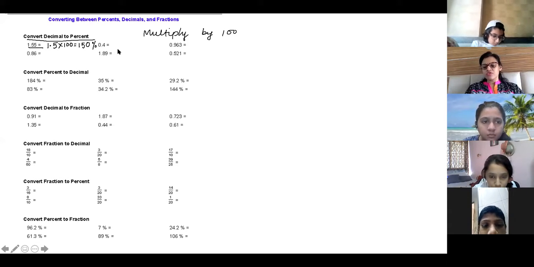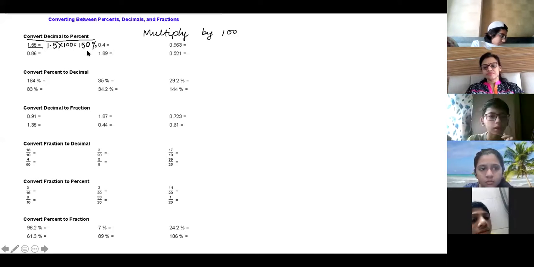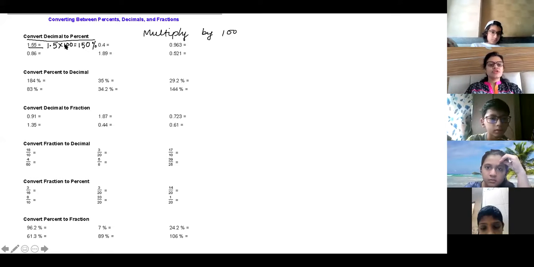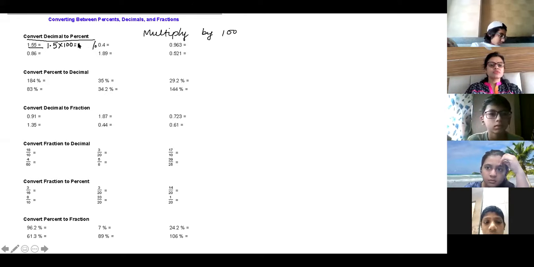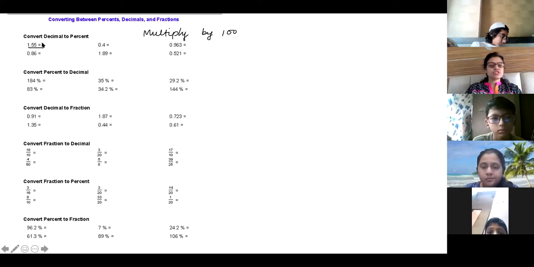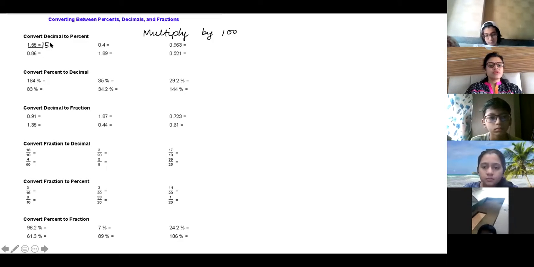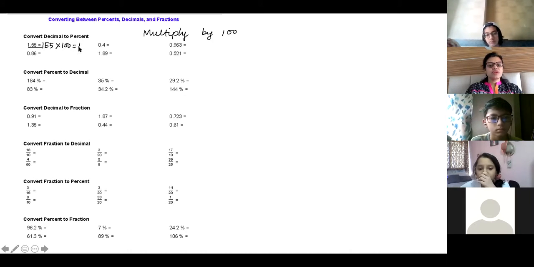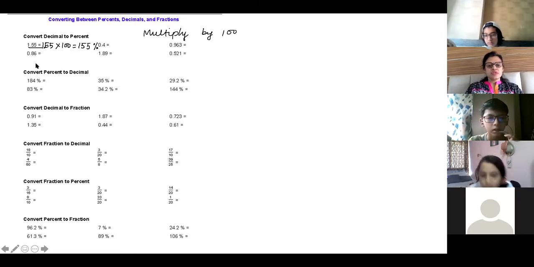Okay, understood how you have to solve? Ma'am, we don't need to do multiplication. It was 1.55. Oh sorry, yeah, sorry, I missed it. It should be 1.55 only. Whatever the question is, you should not change the question. Okay, so it will be 1.55 into 100 is equal to 155%. Okay, so you need to do all questions like that. That's why I'm giving one example of how you have to solve.